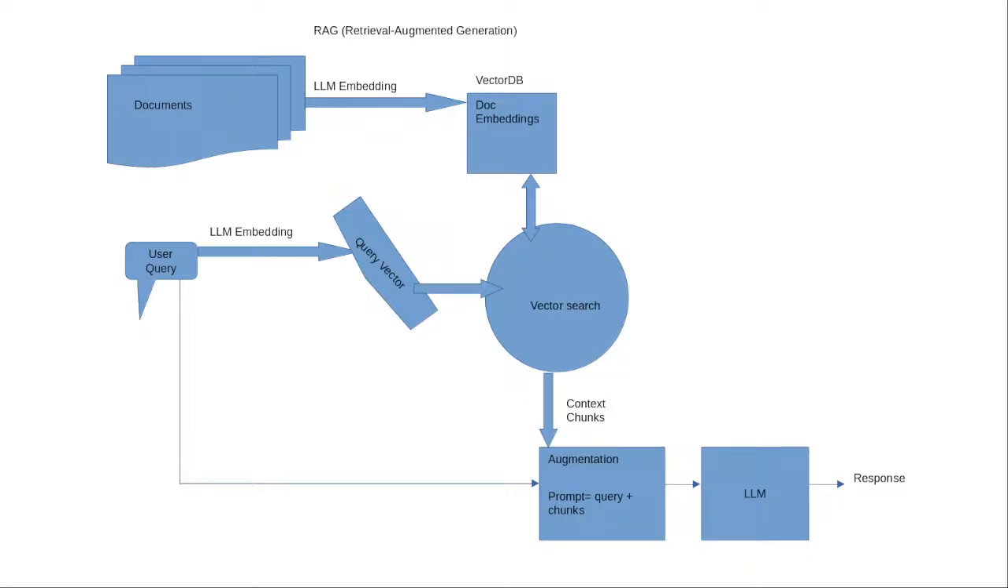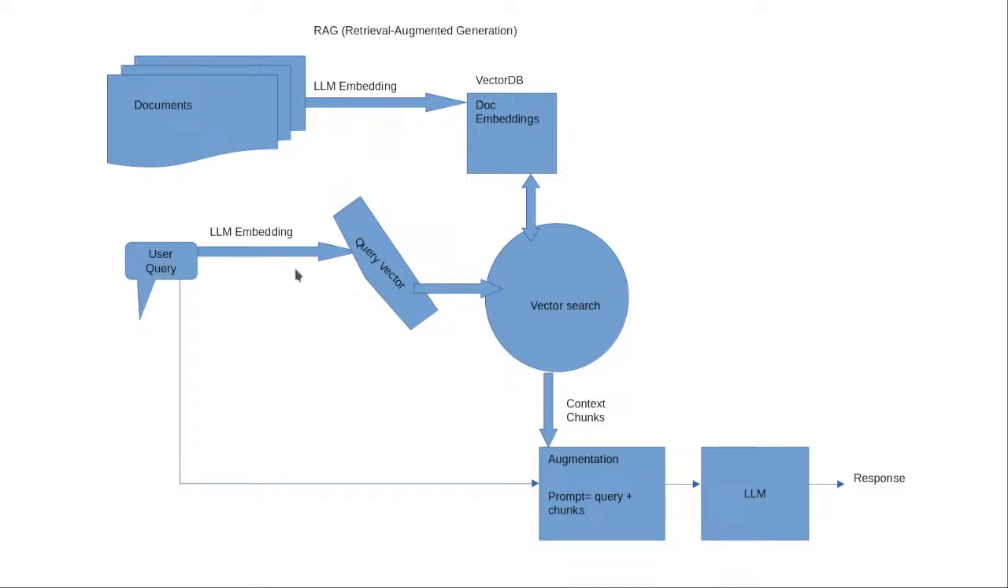So, the overall process: normally we call the document embedding part the offline process, and the query part the online process. The offline process is almost one-time. One-time in the sense that if the documents are updated, we have to do the document embedding again. But the query part is the online process.